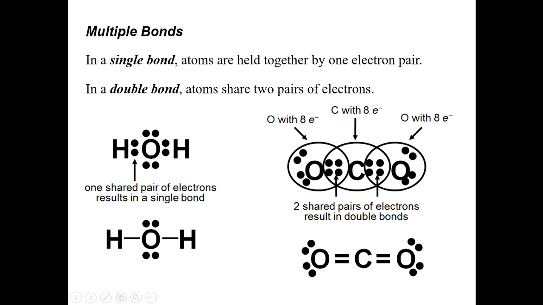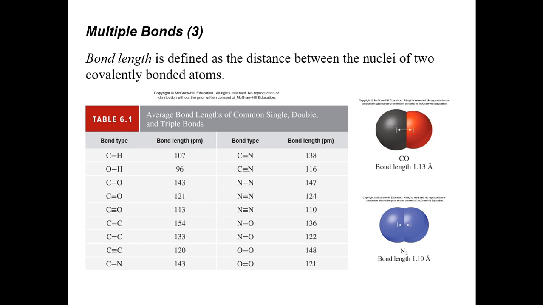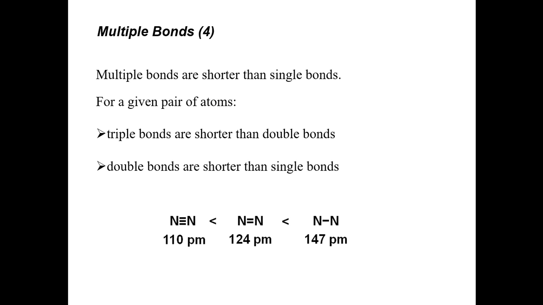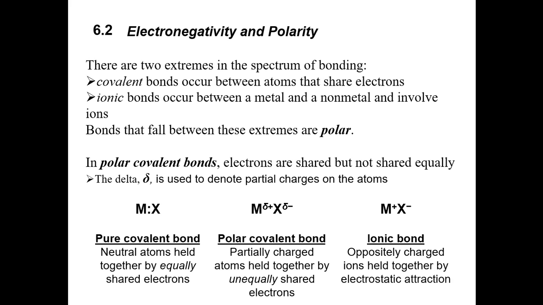Okay, let's go down. So we did the carbon dioxide. And then when you have the multiple bond, you call it a triple bond. Bond length is always shorter and the bond stronger when you have the triple bond. Now we are coming to another important aspect, which is electronegativity.